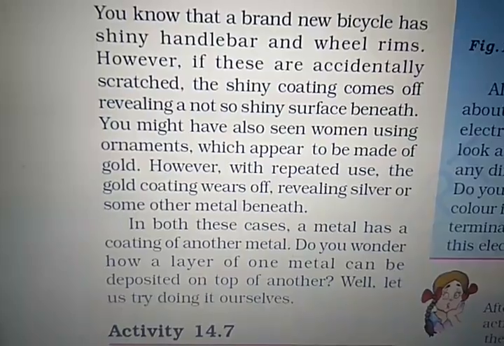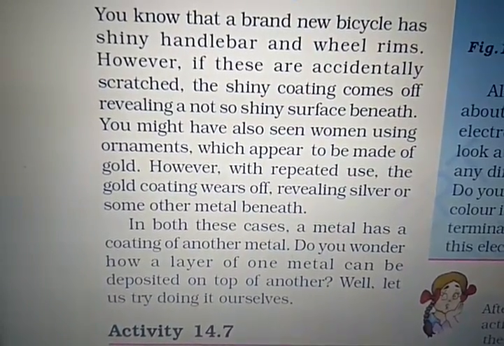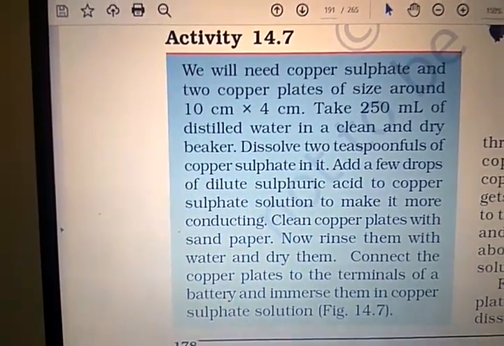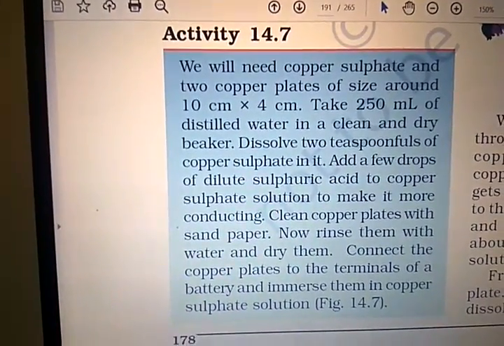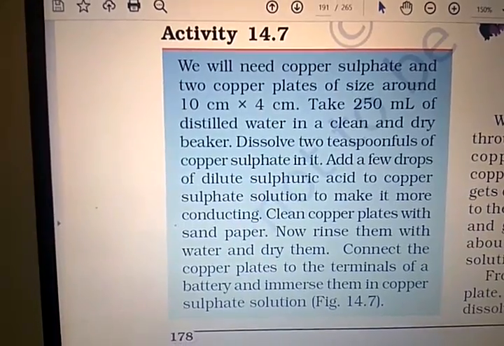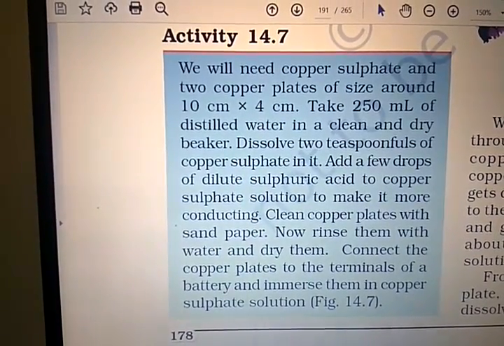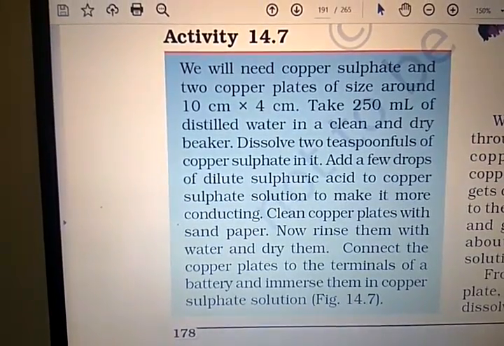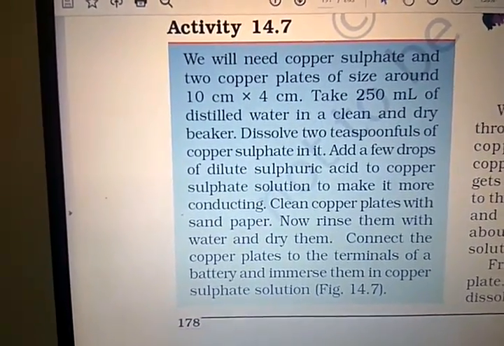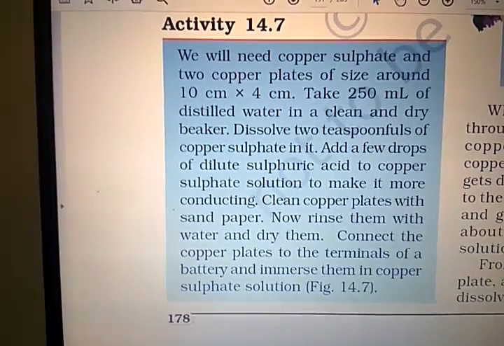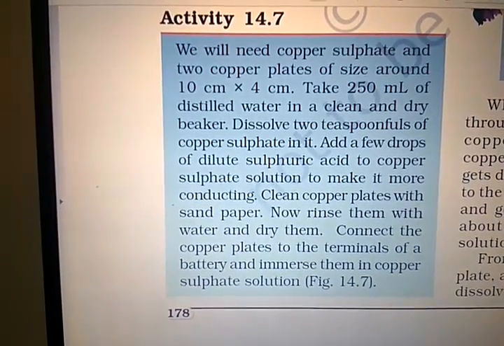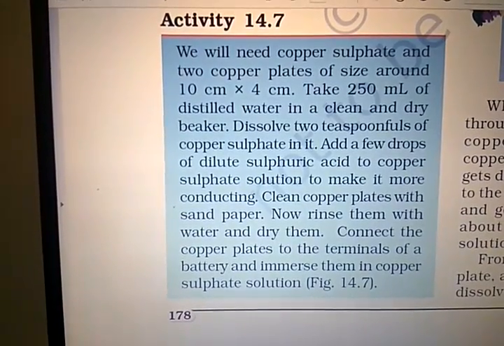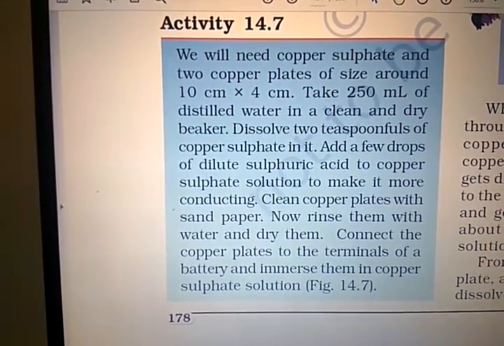Well, let us try doing it ourselves. Here we can see Activity 14.7, which shows electroplating. We will need copper sulfate, that is the electrolyte, and two copper plates of size around 10 cm by 4 cm. Take 250 ml of distilled water in a clean and dry beaker. Dissolve 2 teaspoons of copper sulfate in it. Right. Then add a few drops of dilute sulfuric acid to the copper sulfate solution to make it more conducting.